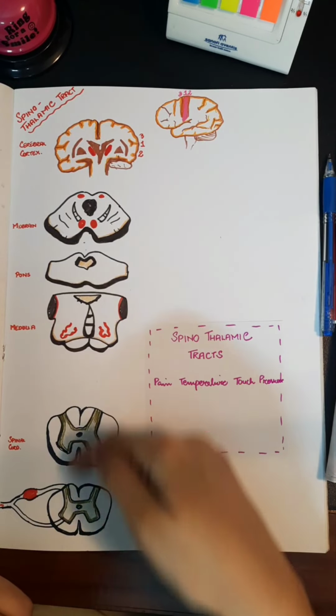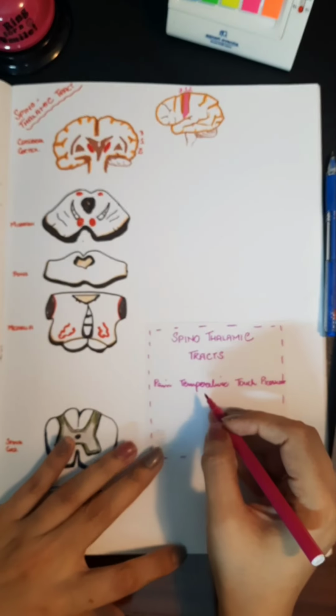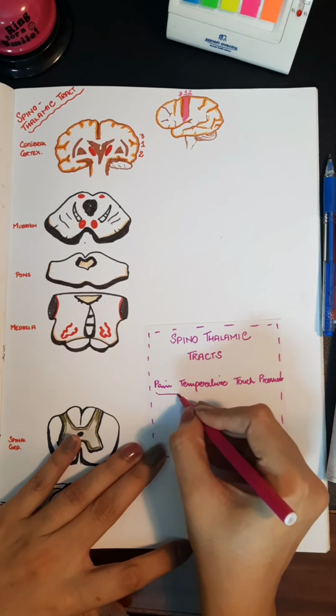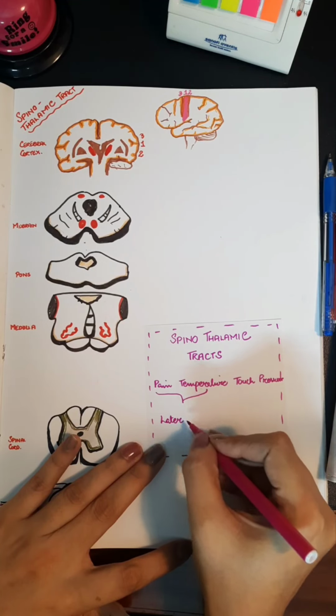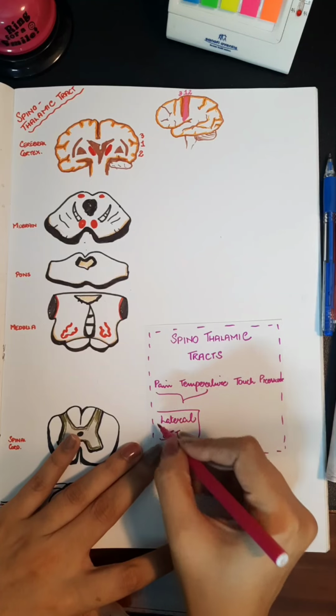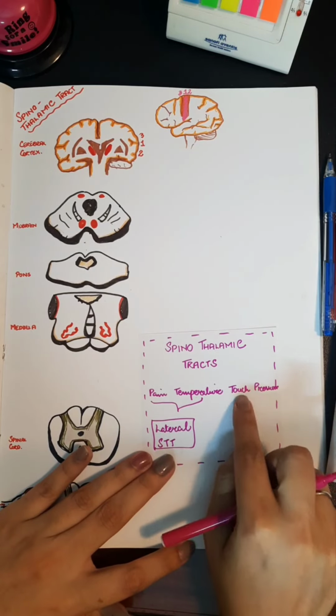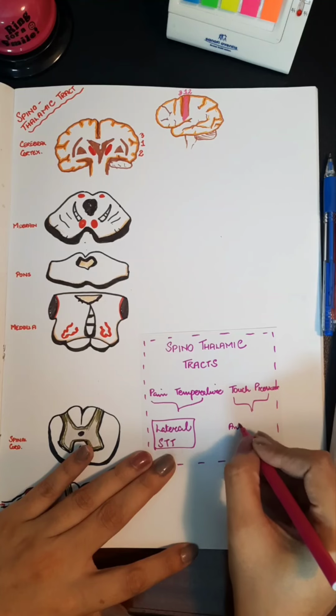So what is the pathway which is involved in this process? So there are two kinds of the spinothalamic tracts. The sensation of pain and temperature is primarily concerned with the lateral spinothalamic tract, while the sensation of touch and pressure is carried by the anterior spinothalamic tract.